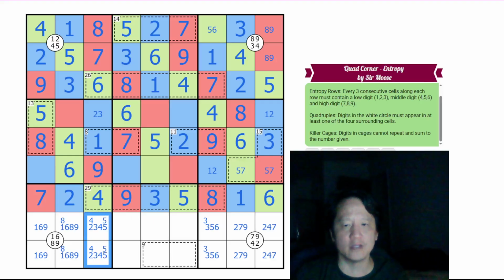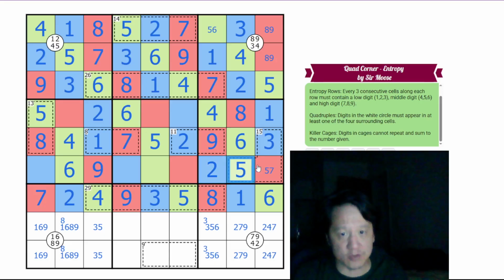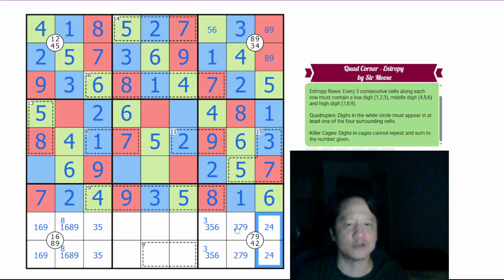2 cannot be any of these digits, and it can't be 4, so this is 3, 5 as a pair, which eliminates 3, 5 in the rest of the column, so this can't be 3, it's 2, which makes this 1, which means this can't be 1, that's 2. This is a middle digit, so it's 5, which makes that 7. These cannot be 7 anymore, so it's 2, 4 as a pair.